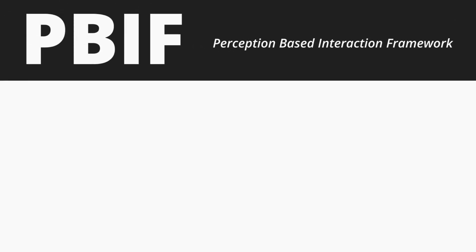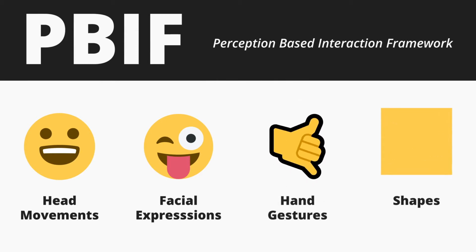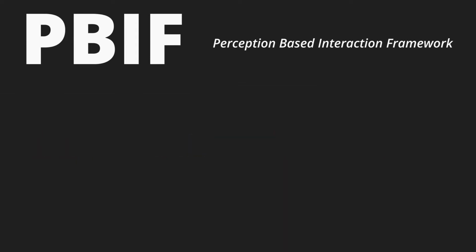Biff. Biff's an app that lets you control your phone or computer all using head movements, facial expressions, hand gestures, or shapes. At its core, the app was developed in order to provide an affordable and adaptable form of interaction for physically disabled individuals looking to use technology.